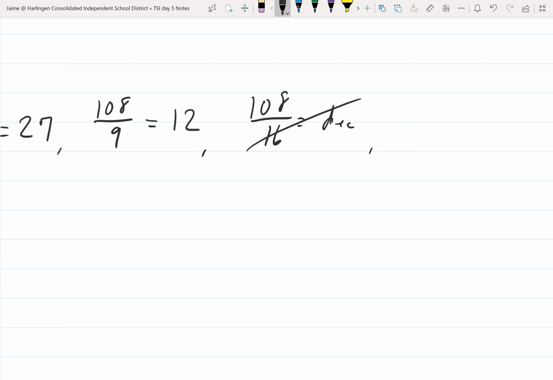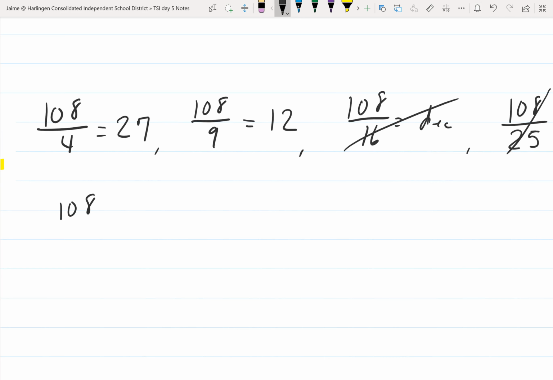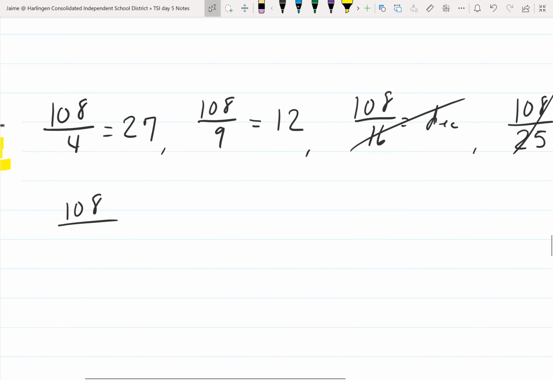So then 108. After 16, it was 25. I hope you understand that just by looking at that, 25 doesn't go into 108. That'll give me another decimal. After 25, it's 36. And you're finally going to get 3. There's my single digit. That's what I'm talking about. If you're asking yourself, is there an easier way to do this? No. You just have to go through all the numbers until you get this. That's how you do it by hand.